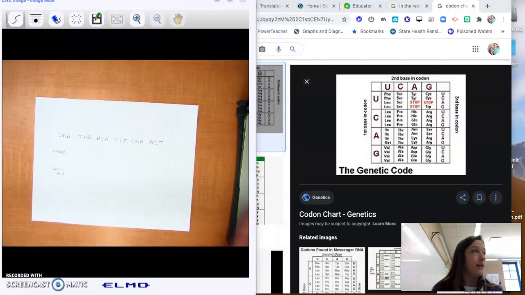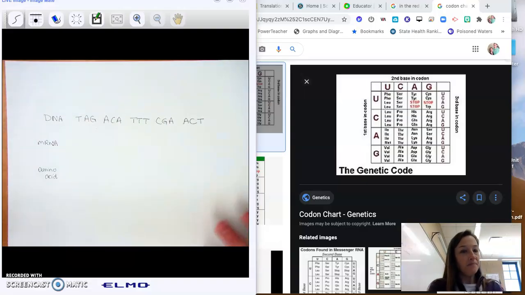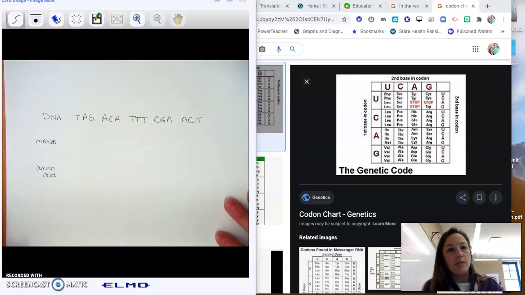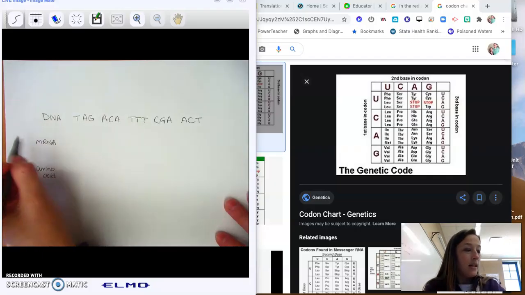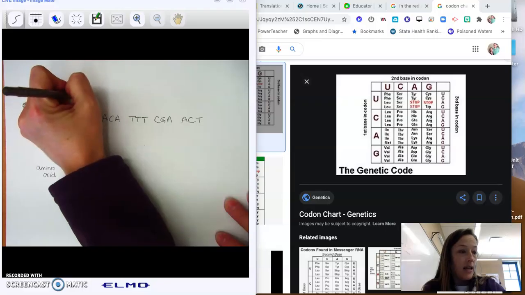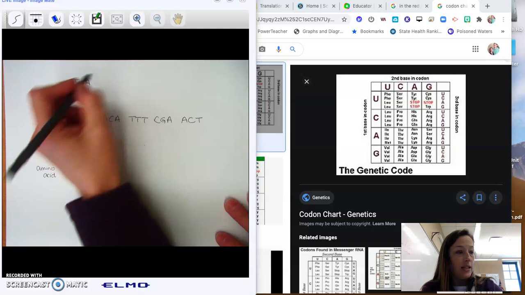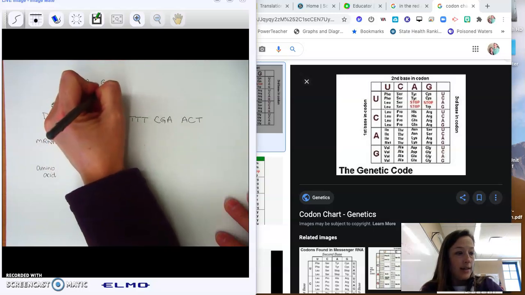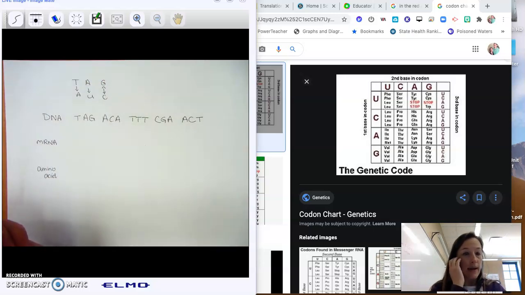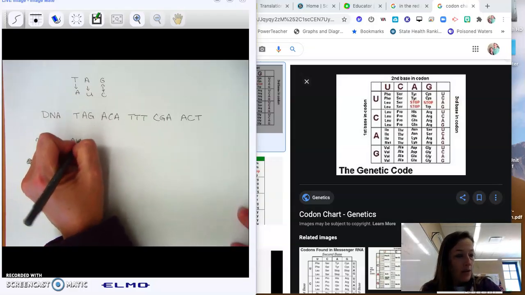Now you did this in an activity, hopefully, if you did that activity. Basically what you want to remember is when you're going from DNA to RNA, T goes to A, A goes to U, because there is no T in RNA, and then G and C are still together, so they go back and forth. So wherever we have a T, we're going to put an A. Wherever we have an A, we're going to put a U.